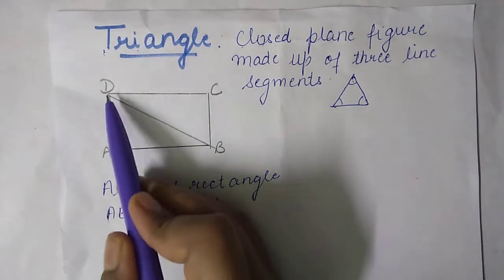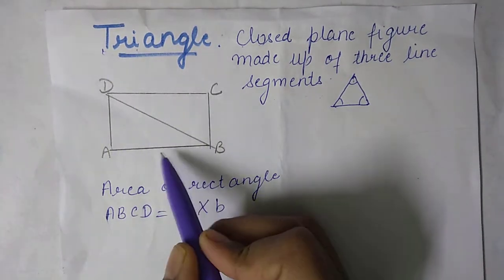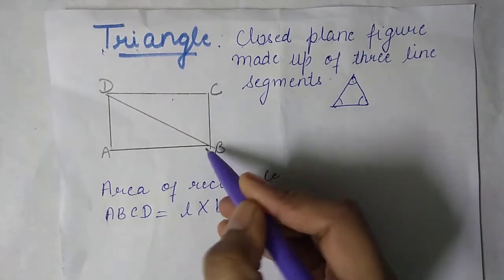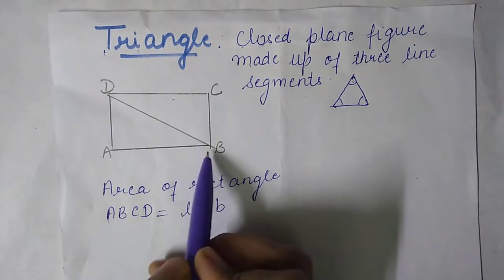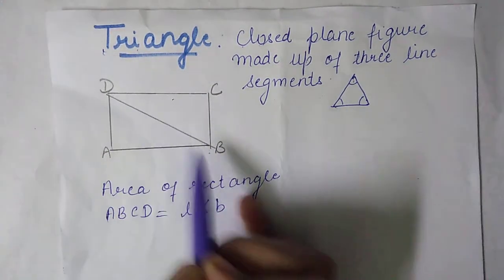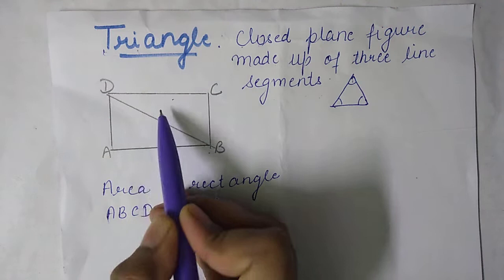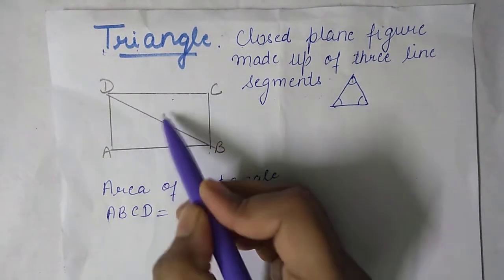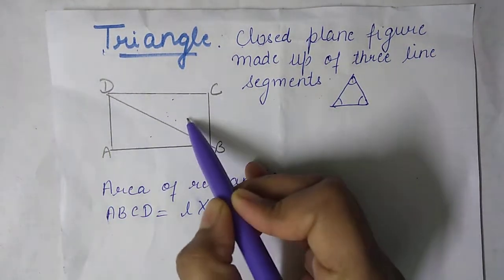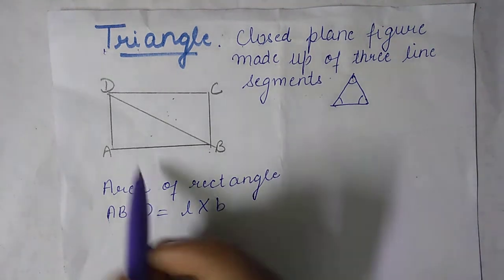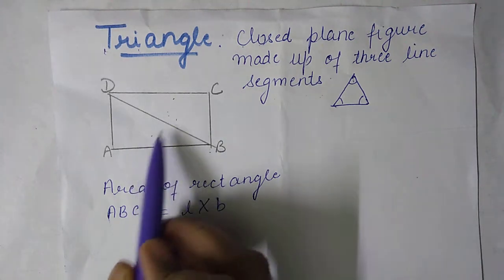Okay, so this is a rectangle ABCD. A rectangle is also a closed plane figure, having opposite sides equal and each of the sides perpendicular to each other. This DB is a diagonal of the rectangle, and we know that the diagonal of a rectangle divides it into 2 equal parts. It means these are the 2 triangles that this diagonal is dividing, and these triangles are of equal area. Always remember, a diagonal of a rectangle divides the rectangle into equal triangles.